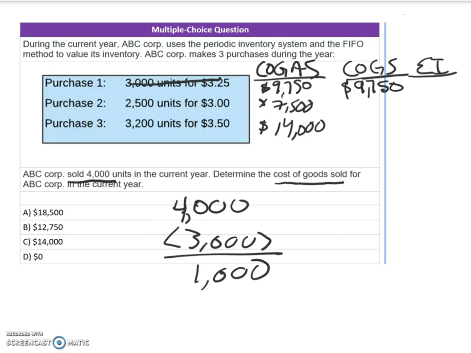So 1,000 is going to be coming from our next purchase because this is the first in, first out. Purchase 1, then purchase 2. So 1,000 from the 2,500 units at $3. We're selling 1,000 at $3. Next cost of goods sold amount is going to be $3,000. Simple enough. We now have eliminated all of our units sold. We have 1,500 left over and we have the entire 3,200 from the third purchase, but that doesn't matter because they're asking us for the cost of goods sold. So our cost of goods sold, we can now calculate 9,750 plus 3,000, basic math, $12,750.